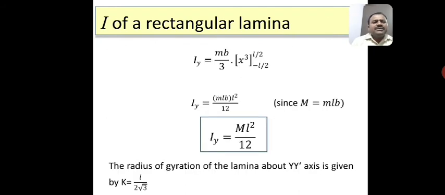Upon integration, you will get Iy as mb by 3 into x cube from minus L by 2 to plus L by 2. Applying the limits and simplifying it, you will get Iy as mLb into L square divided by 12, where m into L into b gives us mass per unit area into area of the lamina, that gives us the total mass of the lamina. Therefore, Iy is equal to mL square divided by 12, and the radius of gyration corresponding to yy dash axis is equal to L divided by 2 root 3.